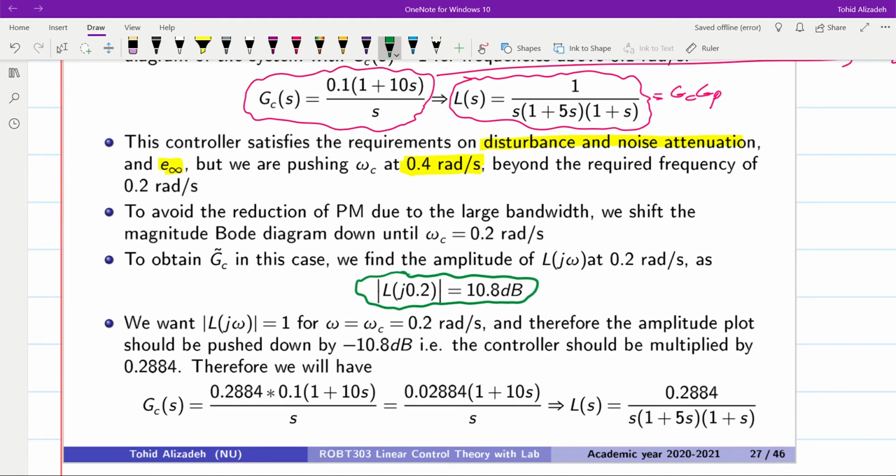Now we want to have 0.2 as the crossover frequency. Therefore, we need to push down the amplitude plot by this value, introducing minus 10.8 decibels. And the controller, therefore, will be multiplied by 0.288. This is indeed equal to minus 10.8 dBs. And therefore, the controller will be in the form of 0.2884 times the initial controller that we had, the PI controller, and therefore we will obtain GC equal to this expression here. And the new L of s will be in the form of 0.2884 over the denominator.